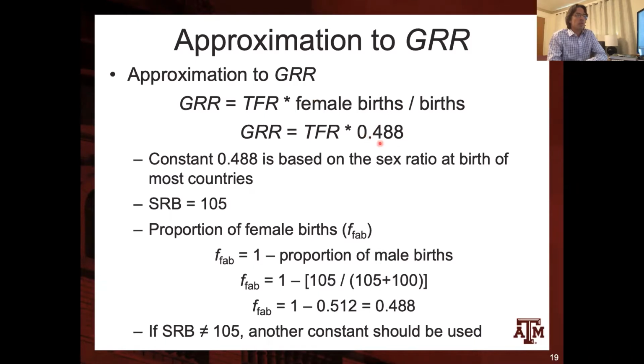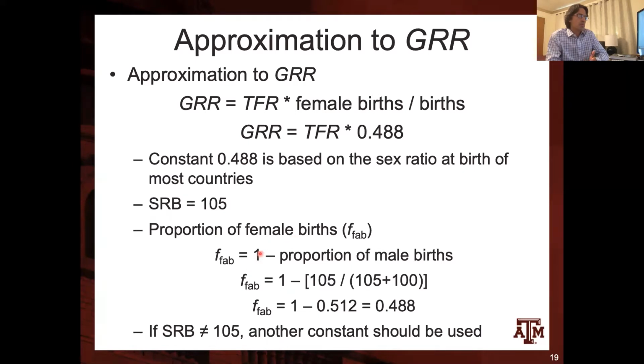This constant here, 0.488, is based on the sex ratio at birth in most countries. Usually, most countries have a sex ratio at birth equal to 105. We already discussed this in the course: this is the biological norm, in which 105 boys are born in a specific year in a specific country for every 100 girls. So based on this information, how do you get to 0.488, the proportion of female births in a specific country in a specific year?